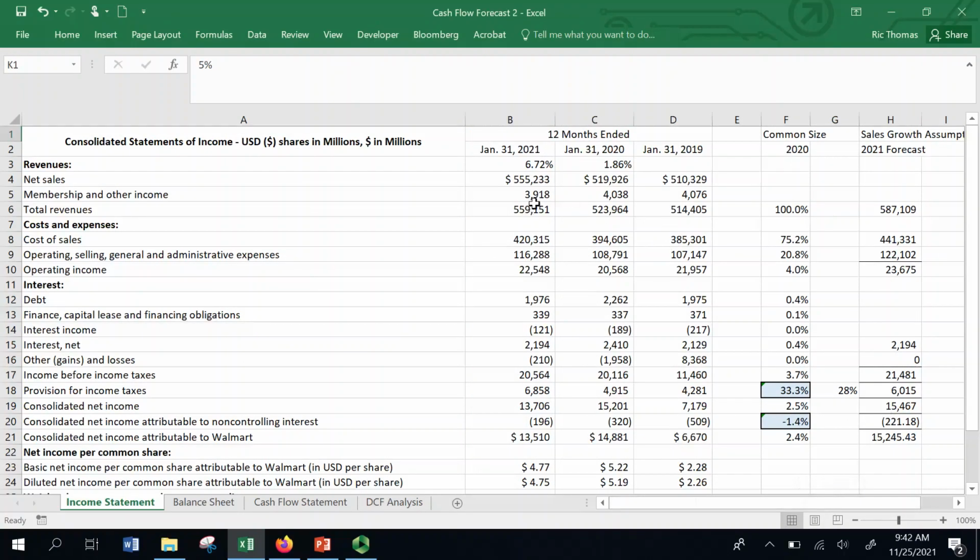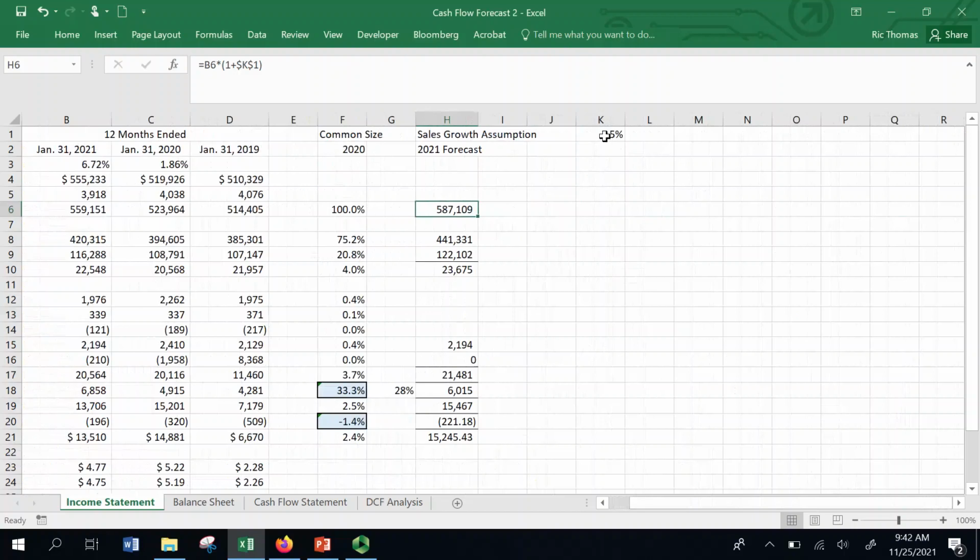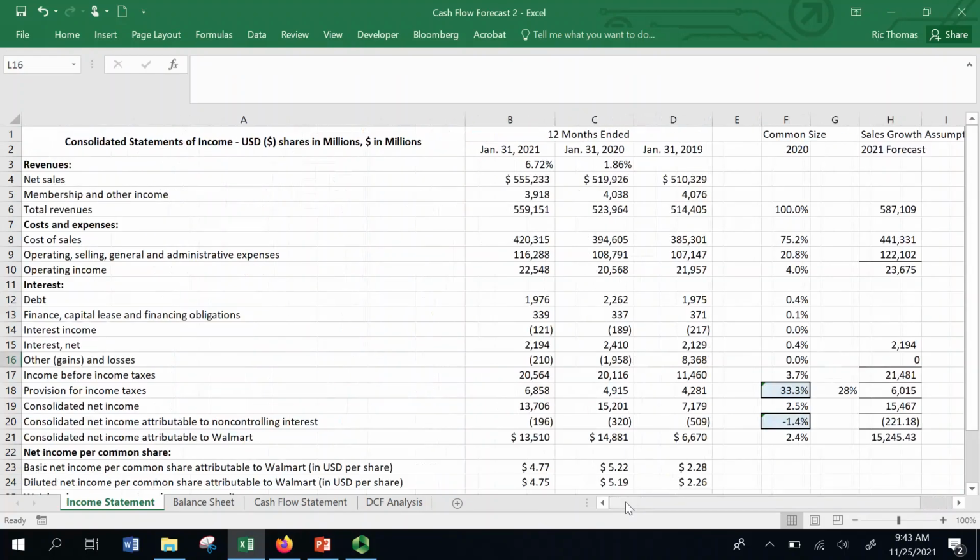But again, that is a number that you would want to think long and hard about before you went ahead and did this analysis. So what I did here is I got 587. So I just took this number here, 559, and I multiply it by 1 plus K1, and that's my 5% number. Always you want to keep your assumptions like 5% growth on the outside of your model, so you can later change that number, and it will change all of your other numbers. It allows you to tweak the model and see how things respond.